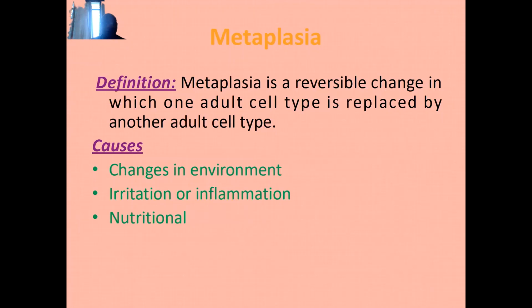So let us look at the metaplasia definition. Metaplasia is a reversible change in which one adult cell type is replaced by another adult cell type. For example, a change in environment, division, or inflammation and nutrition causes it.